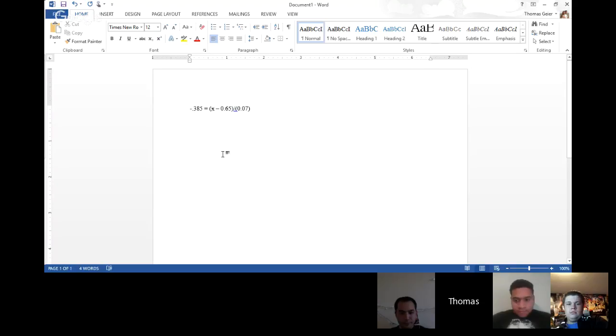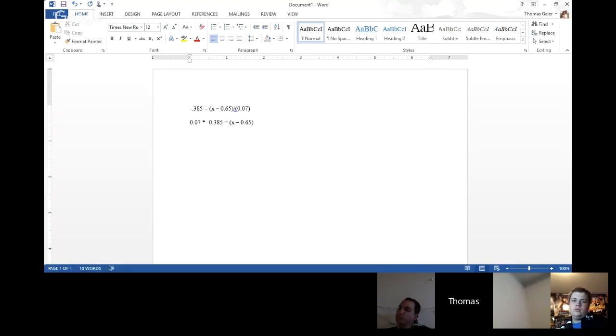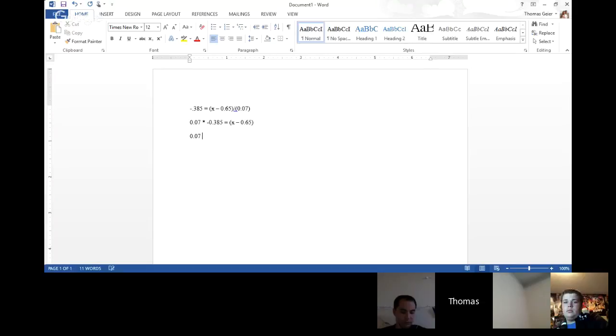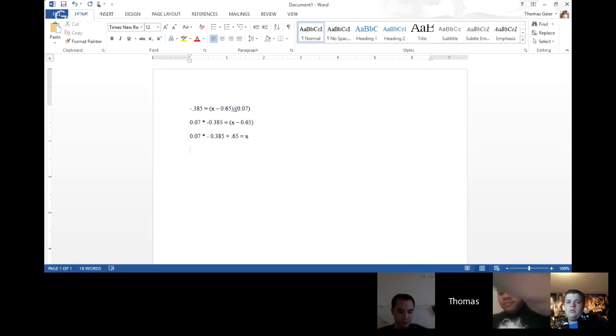Yep. Okay. So this is basically what the process is. After that you multiply both sides by 0.07. That cancels out the bottom portion, which leaves you with this. And what you do after that is you add 0.65 to both sides. Okay, that makes sense. Add 0.07 times negative 0.5. That will give you X. What I got for that was 0.623.